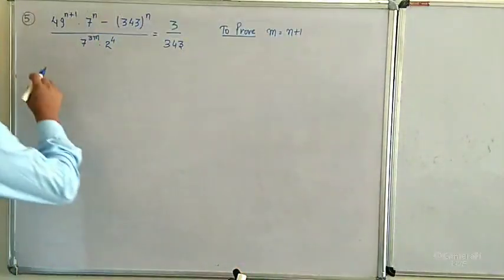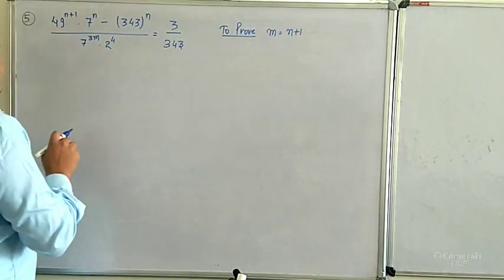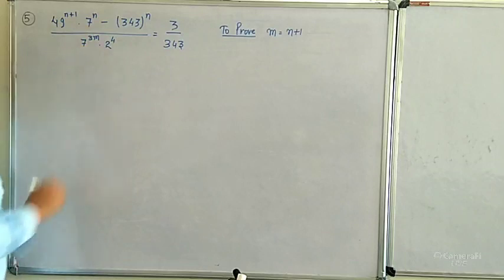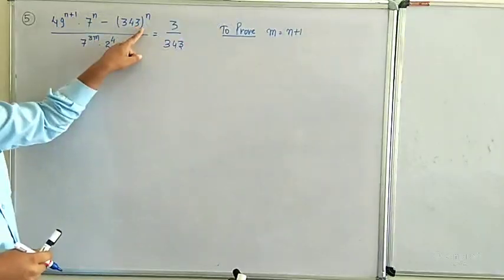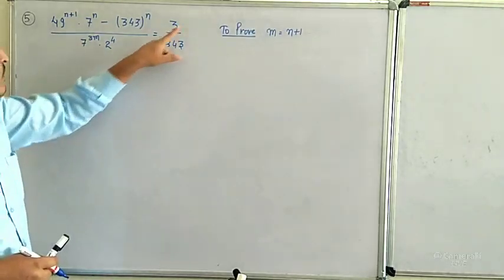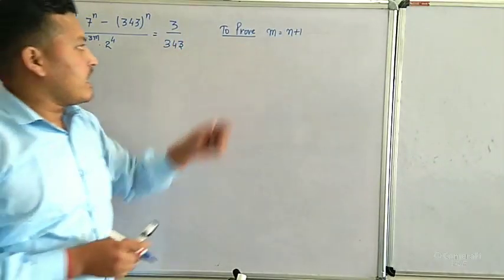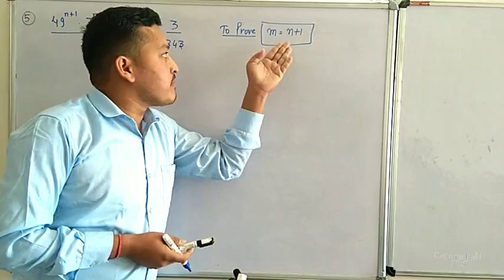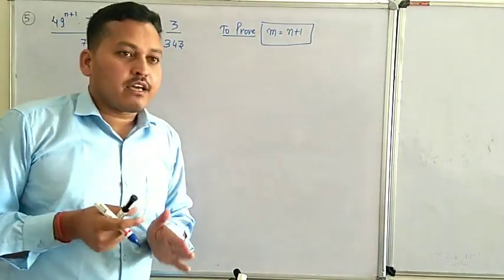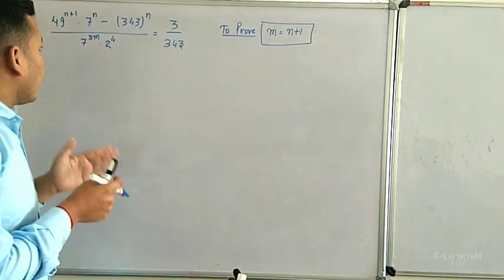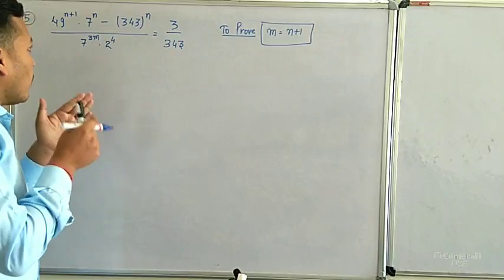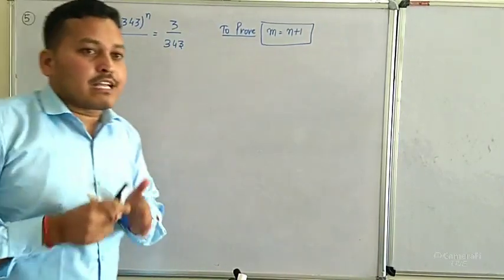Look at here. This is question number 5, exercise 6C. 49 to the power n plus 1, 7 to the power n, 343 to the power n, and 7 to the power 3m into 2 to the power 4 equal to 3 upon 343. And we have to prove, in a simple way, that m is equal to n plus 1. मतलब पावर के फॉर्म में आंसर नहीं है. So our work is to reduce each and every number given in the question. और हम लोगों को पावर में रिलेशन फाइंड करना है.